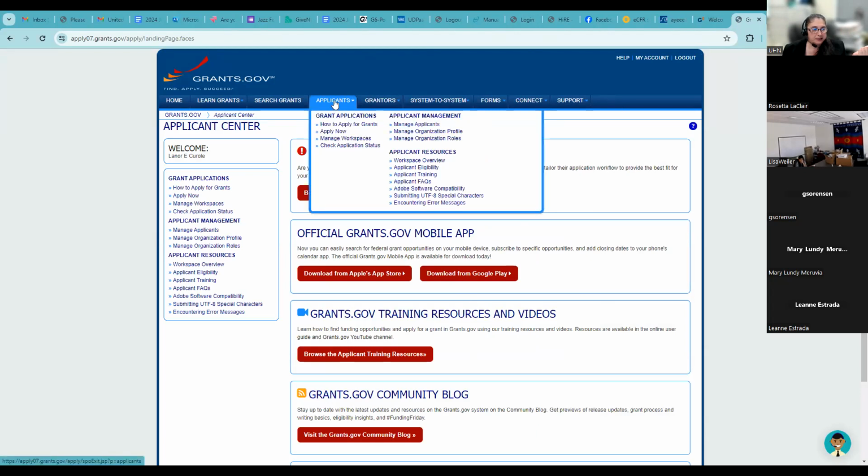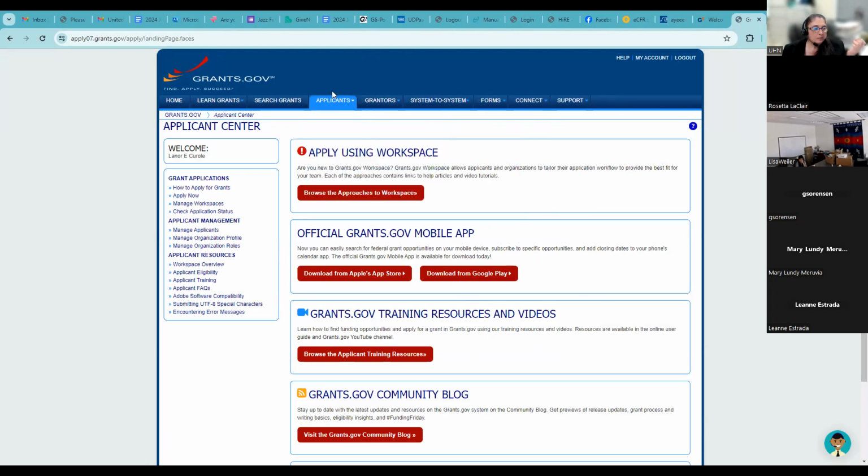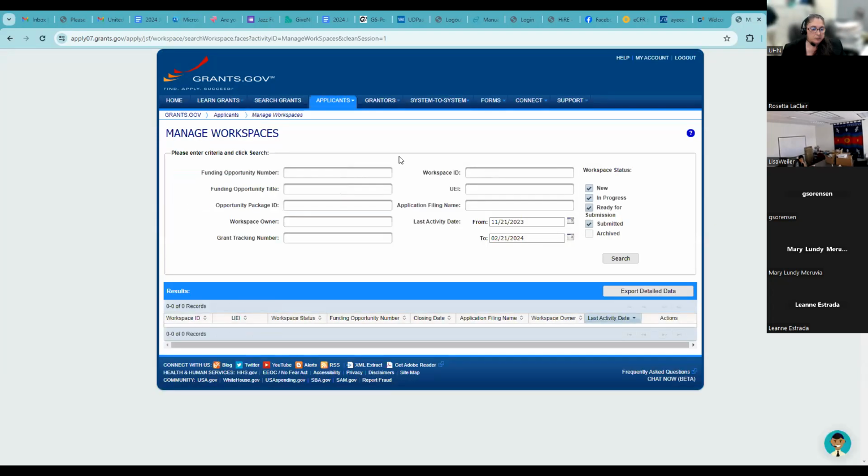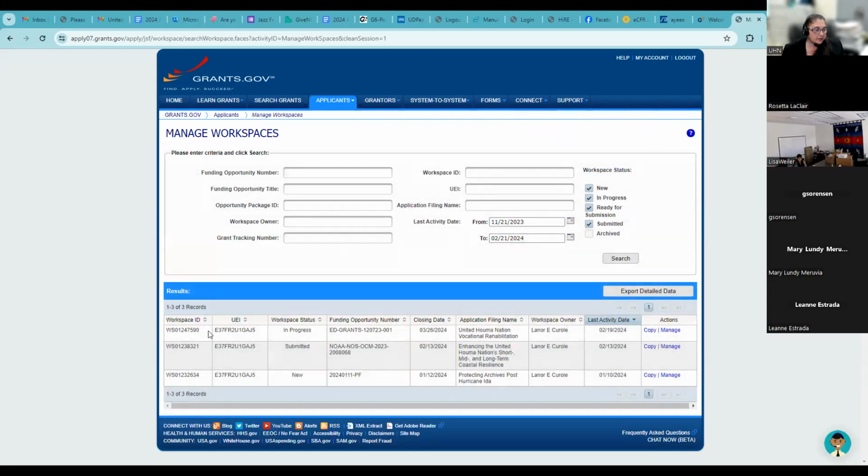This is under the applicant tab. And if you've already completed this, and I would hope most people have already done this, you go into workspaces, which is where you do your grant submissions. If you haven't, you need to do it ASAP. So you would manage your workspaces. I just always hit search because it pulls that all up for me. And then we'll come here.